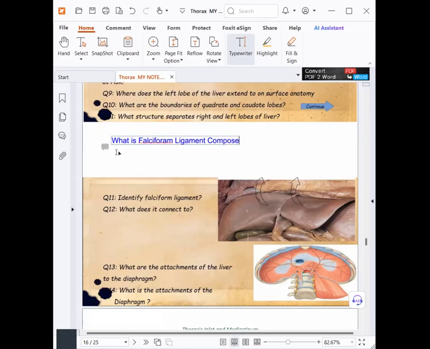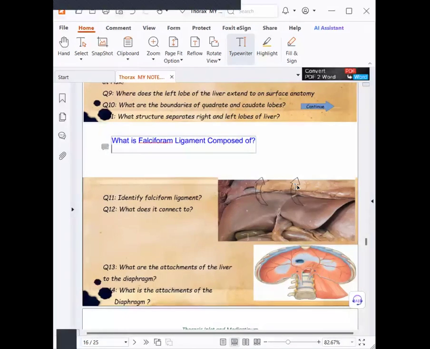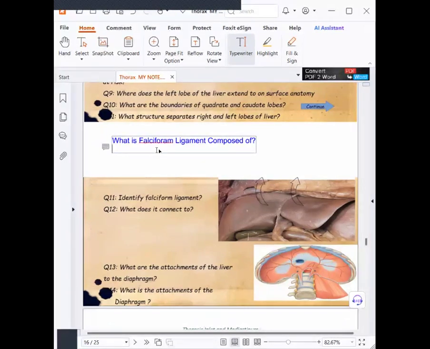Can you identify the falciform ligament in the picture? Yes, this is the falciform ligament, because anteriorly it separates the right and left lobes. Ask the same question in a different way, because question number 12 is already answered. What is the falciform ligament composed of? I will give it to you. I wrote it somewhere.